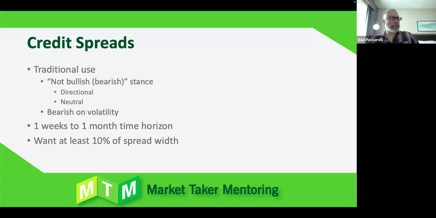A put credit spread is what I would call a not bearish stance. Could go up, great. Could stay where it is, great. Could go down a little bit, just as long as it doesn't go down too much, the trade is a winner. So it's not very directional. If we sell closer to the money, it gets a little bit more directional, but it's really that line in the sand trade. And we're slightly bearish on volatility.